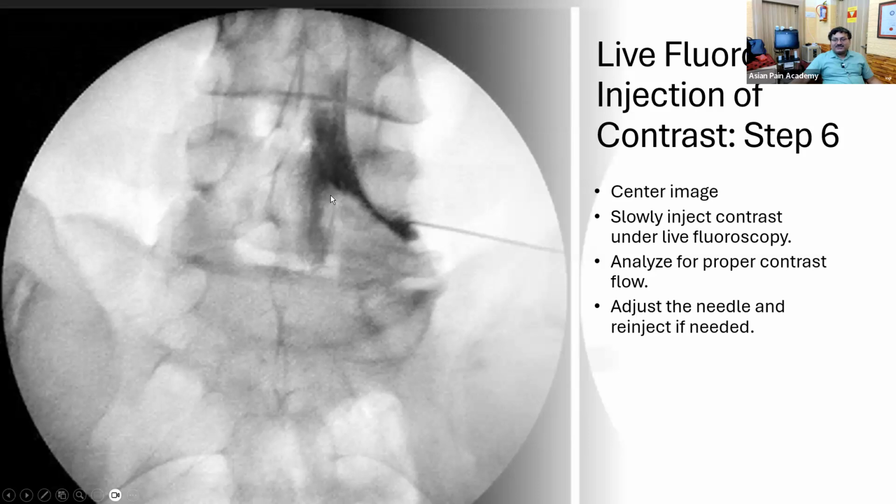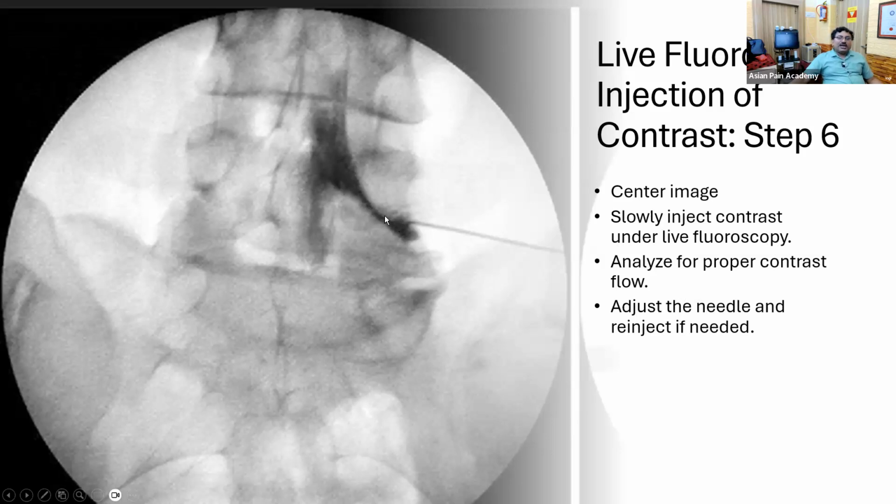So these are the characteristics of an epidural drug spread, and we have to find a proper epidural drug spread at this point. So we have to center the image, slowly inject the contrast under live fluoroscopy, and analyze the proper contrast flow and contrast spread. That is very, very important. And adjust the needle and re-inject if needed. Sometimes it might happen that it is going to a muscle and is not coming like this, so you can readjust and inject slowly.